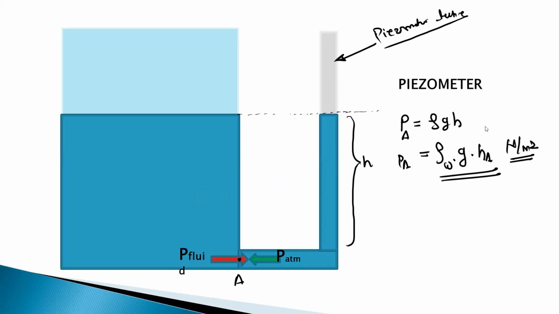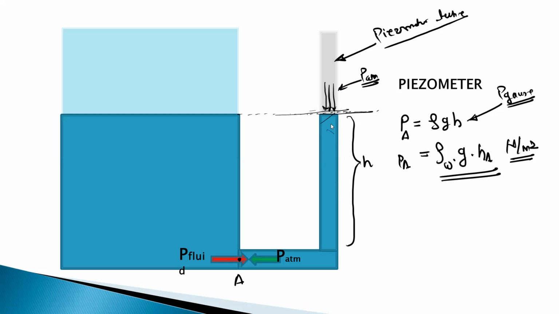Now this pressure is the gauge pressure. That means we are neglecting the atmospheric pressure. Actually, above this layer we have the atmospheric pressure, but to find the gauge pressure, we assume atmospheric pressure to be 0, and we just calculate the pressure due to the liquid height.